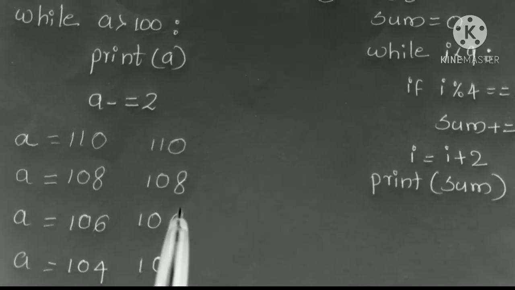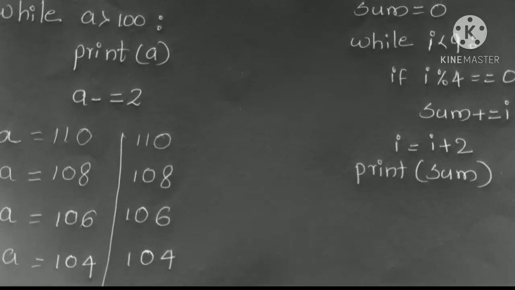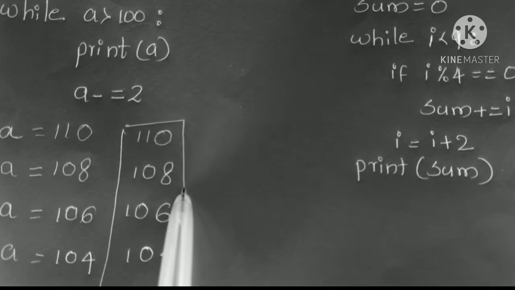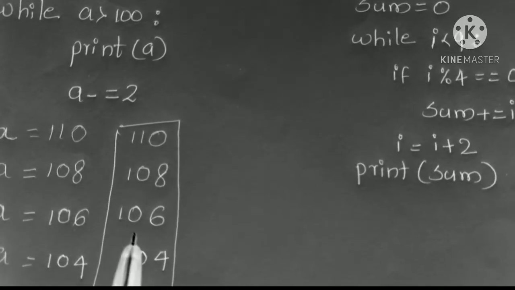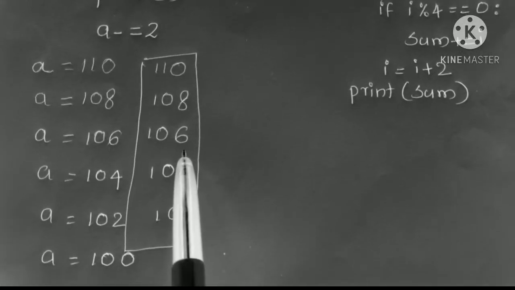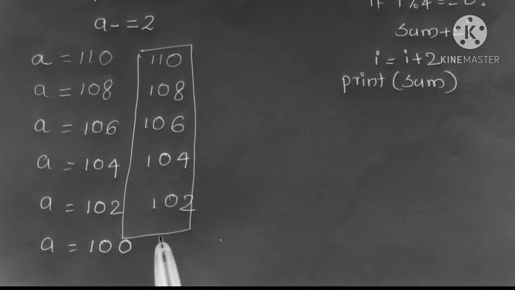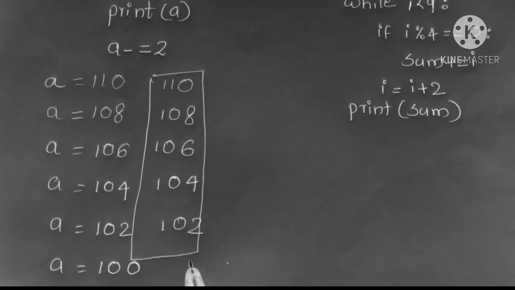Okay, so this is our output. A is equal to 110, 108, 106, 104 and 102. This is our output.